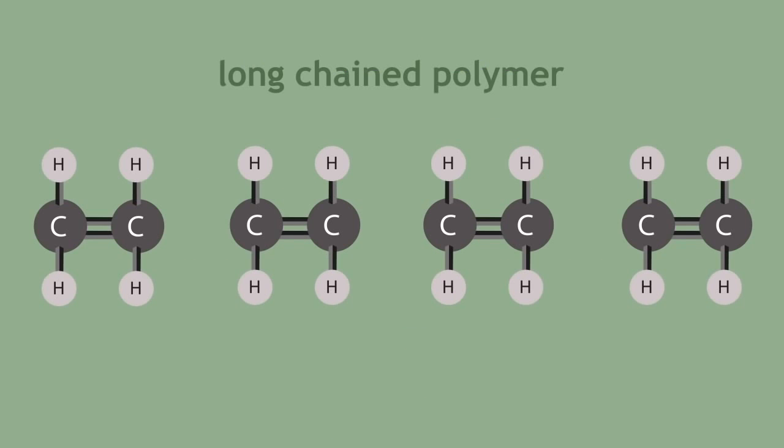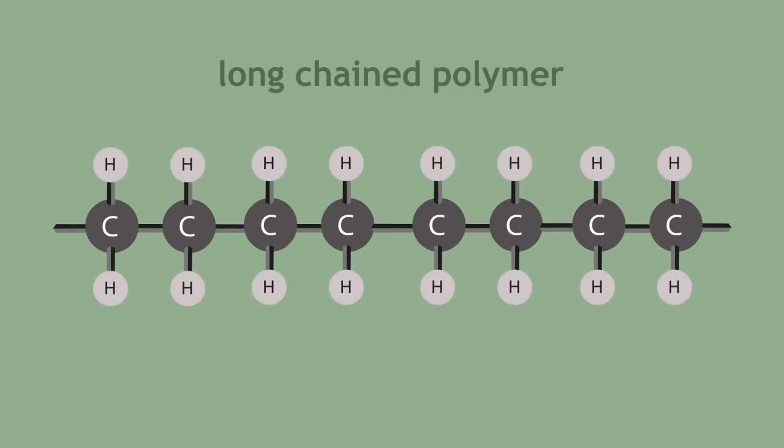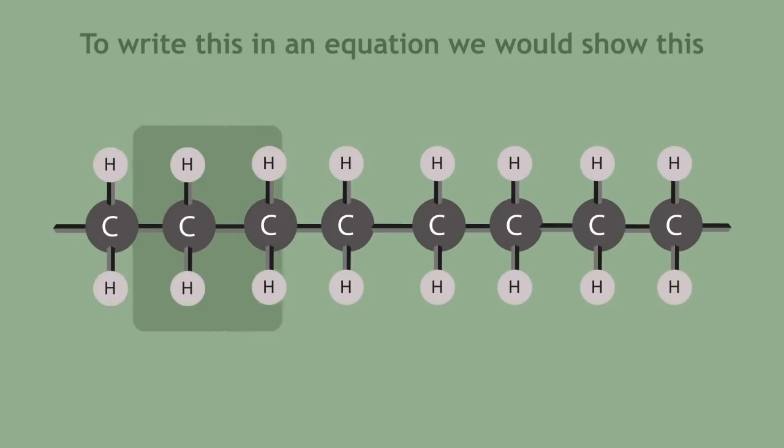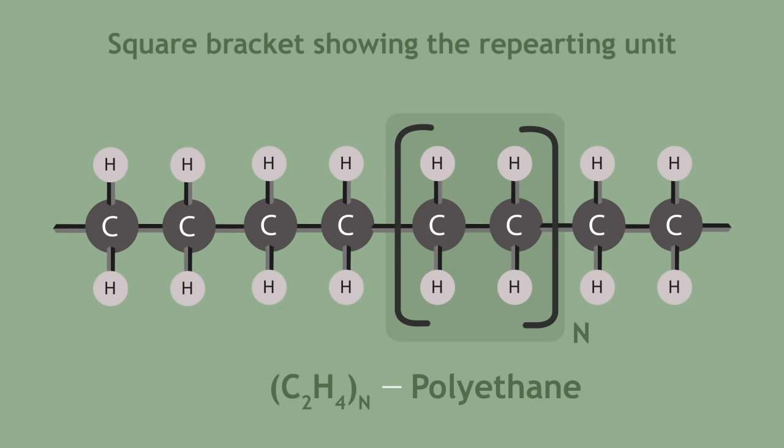Here is an ethene molecule in a row, and under high pressure the double bonds break and the remaining molecules attach in series to form a long chained polymer. To write this in equation, we would show this, where n represents a large number of molecules and the square bracket shows the repeating unit.